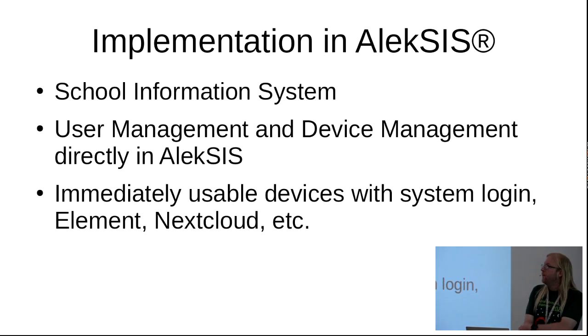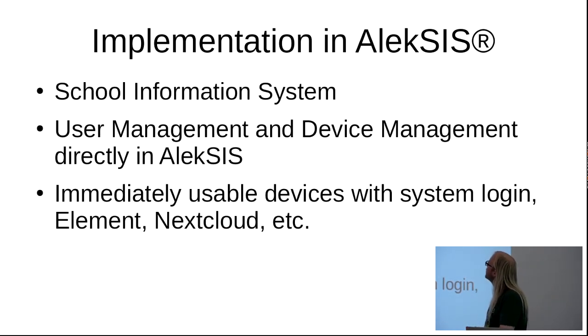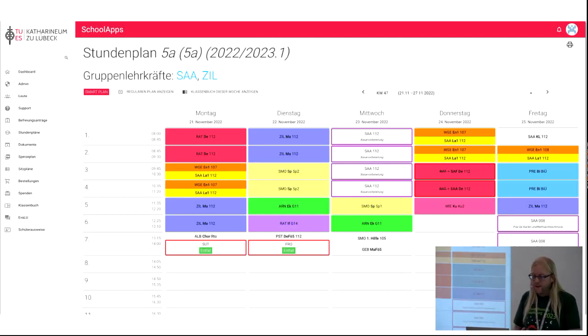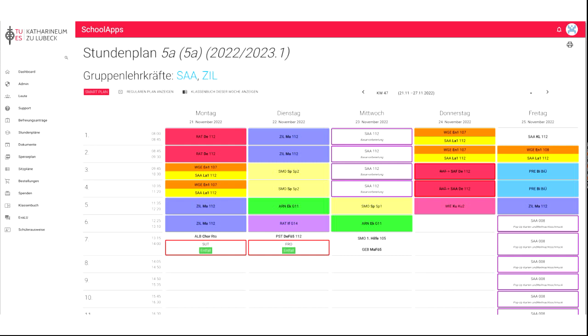Okay, so where did we get from? The idea was we wanted to use Alexis, the school information system. Here's a somewhat aged screenshot from Alexis. It's a school information system. It's showing a classic timetable here. But Alexis is far more than that. It's supposed to be a central management system for all organizational information in a school.